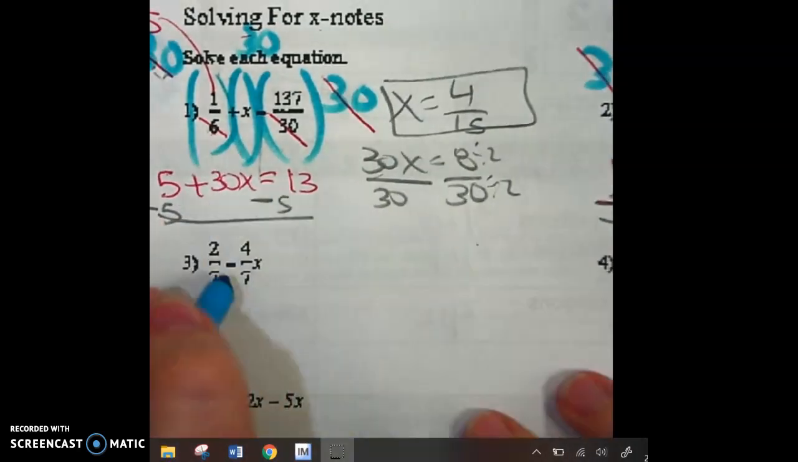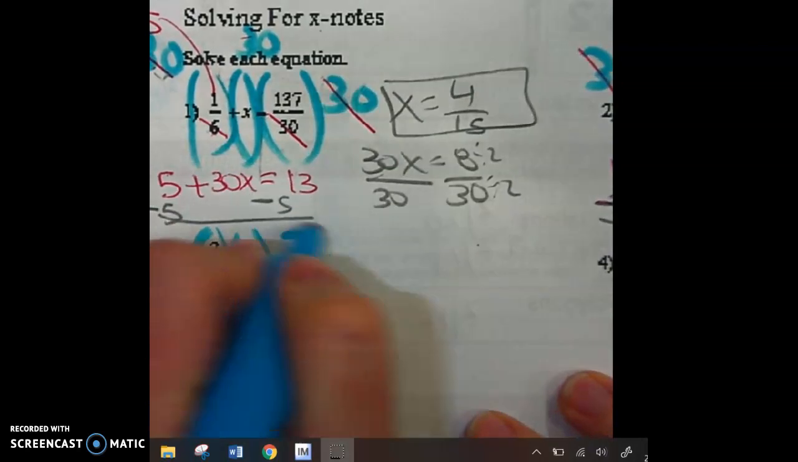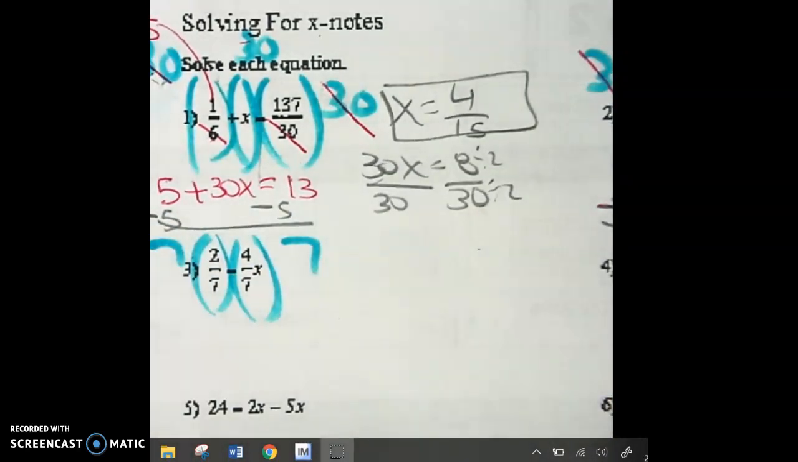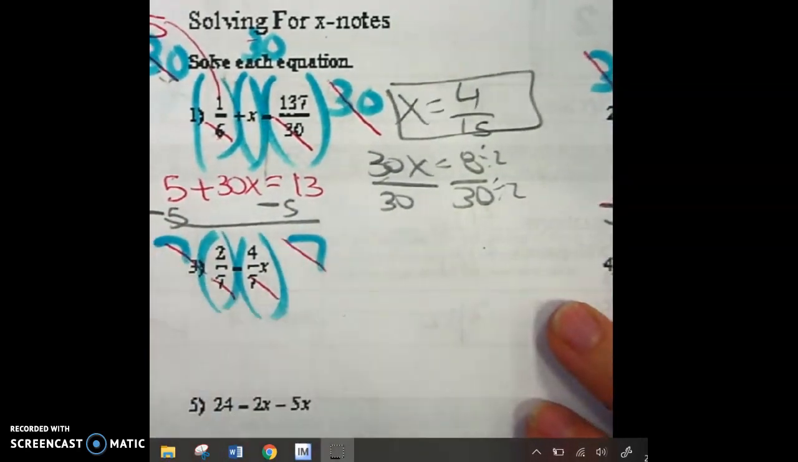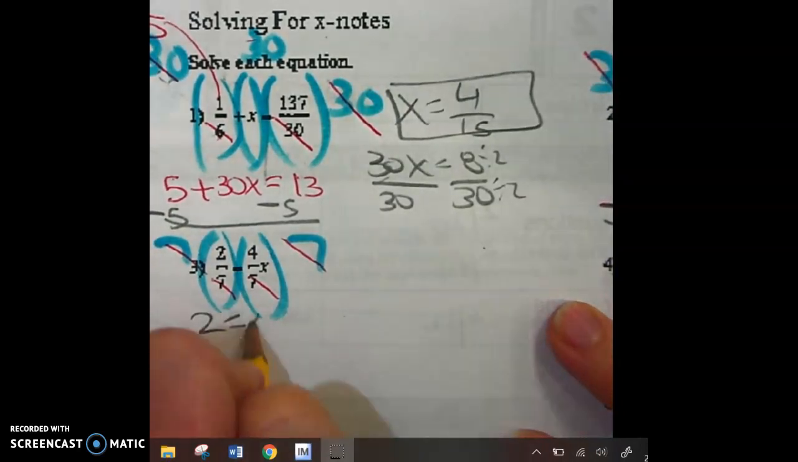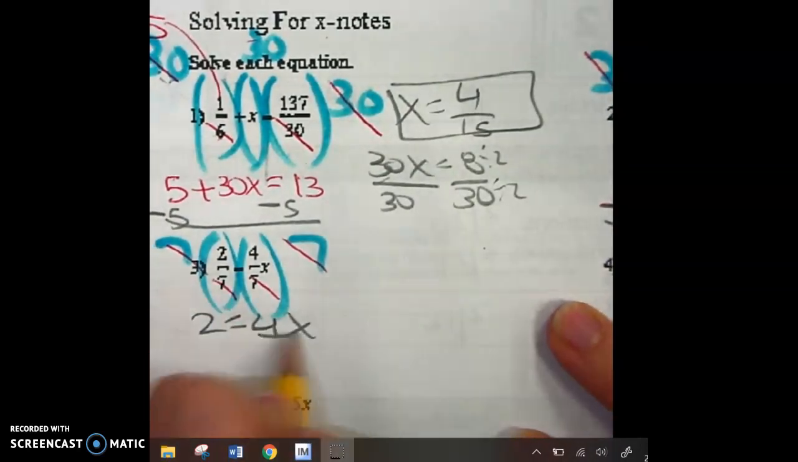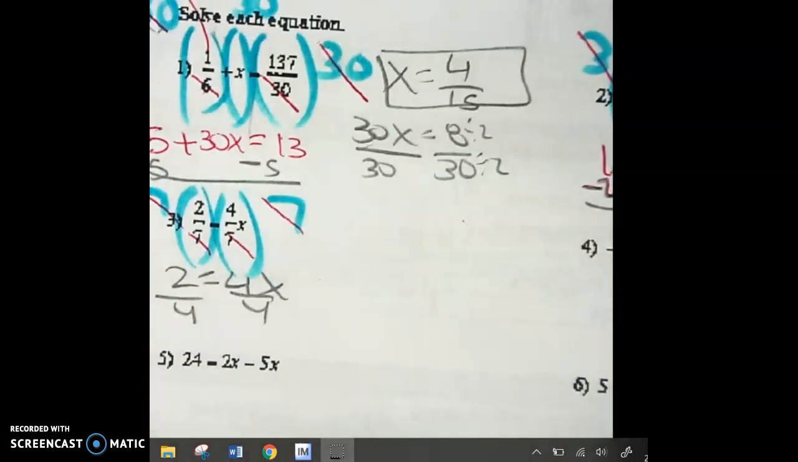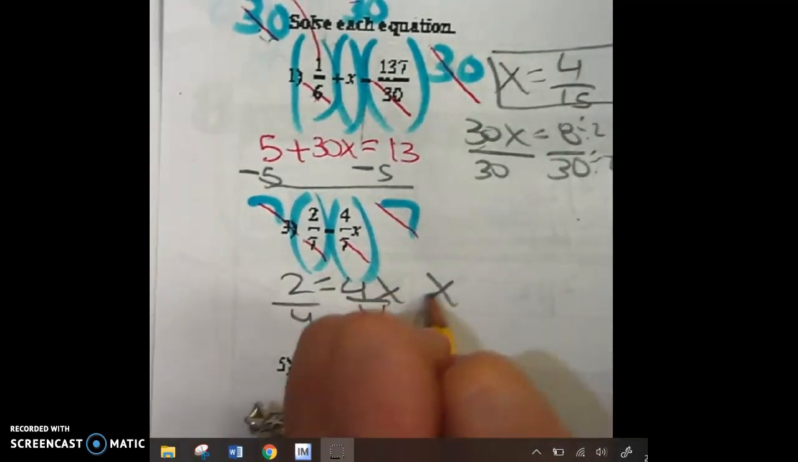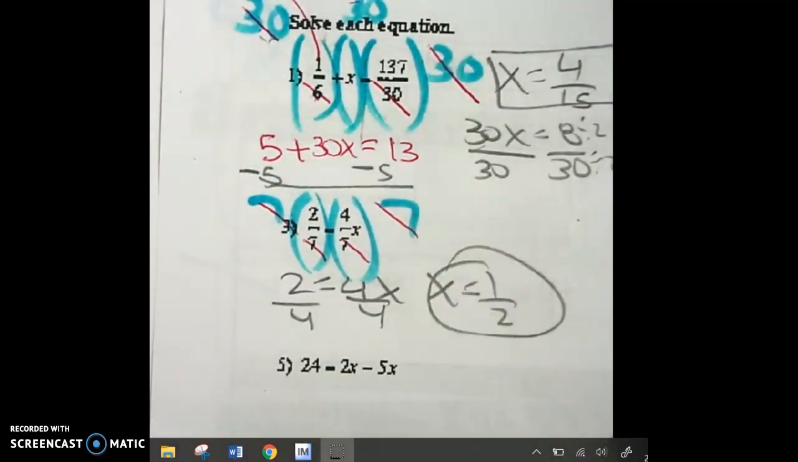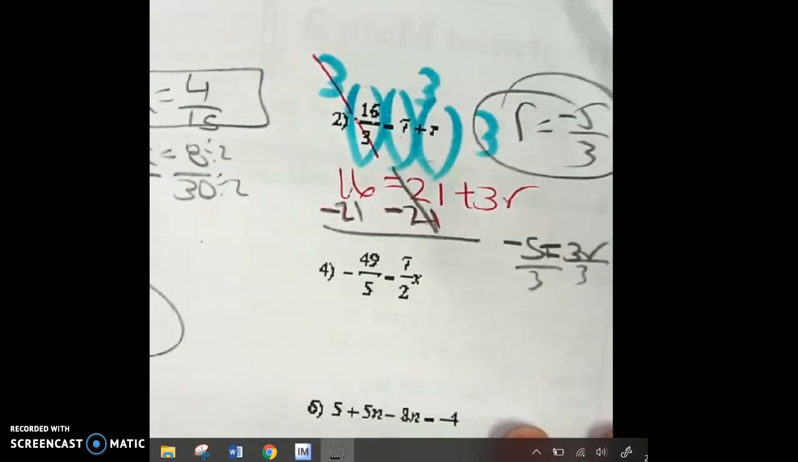Use my issue, the 7. I feel like these problems are getting easier and easier. The first one seemed the most difficult. 7 gone, 7 gone. 2 equals 4x. Divide by 4. Now be careful about that because 2 over 4 is not 2. It's 1/2. Let's go to the next one.